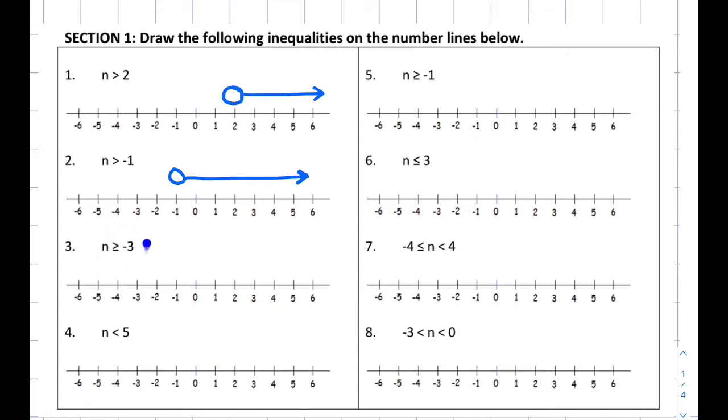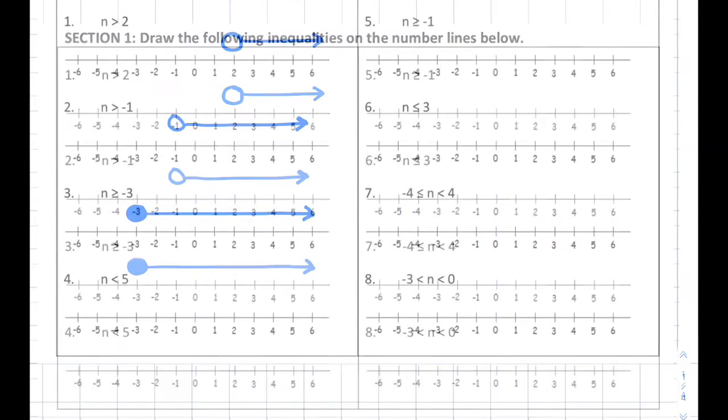Where n is greater than or equal to -3. This time we're drawing a circle at -3, but we're going to fill it in because there's an equal to sign here. There's a greater than or equal to sign. So we're showing all the numbers which are -3 or greater than that -3.